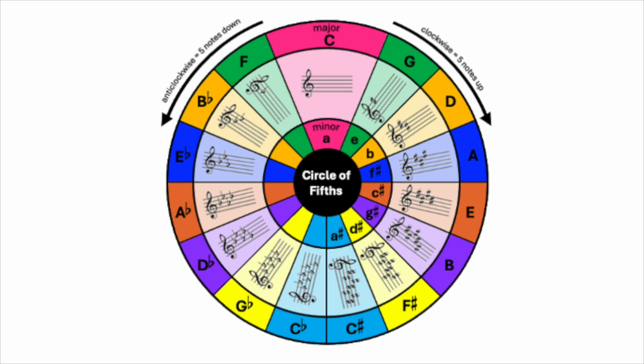On the other side of the circle, we can go down 5 notes from A, landing on D. This tells us that D minor is F major's relative. We can continue in this vein to add G minor, C minor, F minor, B flat minor, E flat minor, and A flat minor.